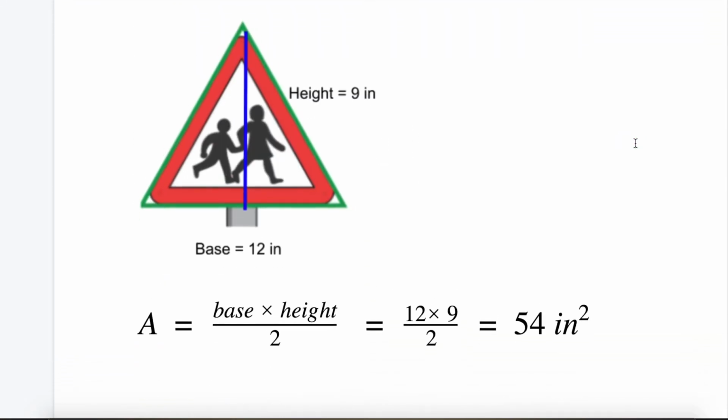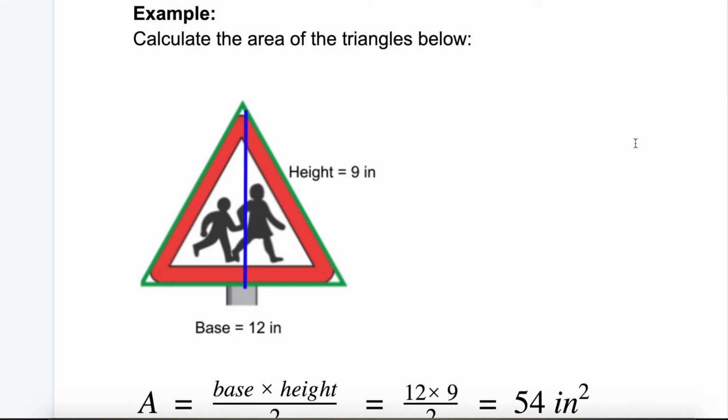So the first example, the height, I gave it to you here, which is 9 inch, and the base is 12 inches. So the base is just this side down, okay?